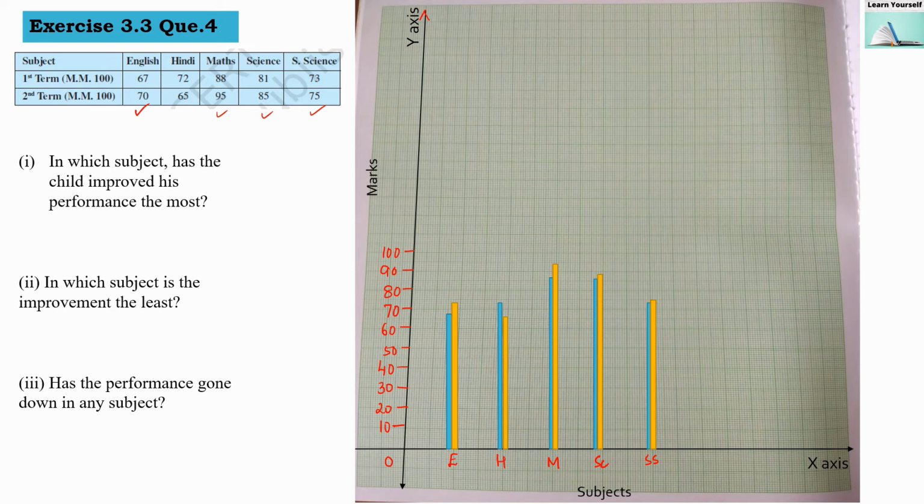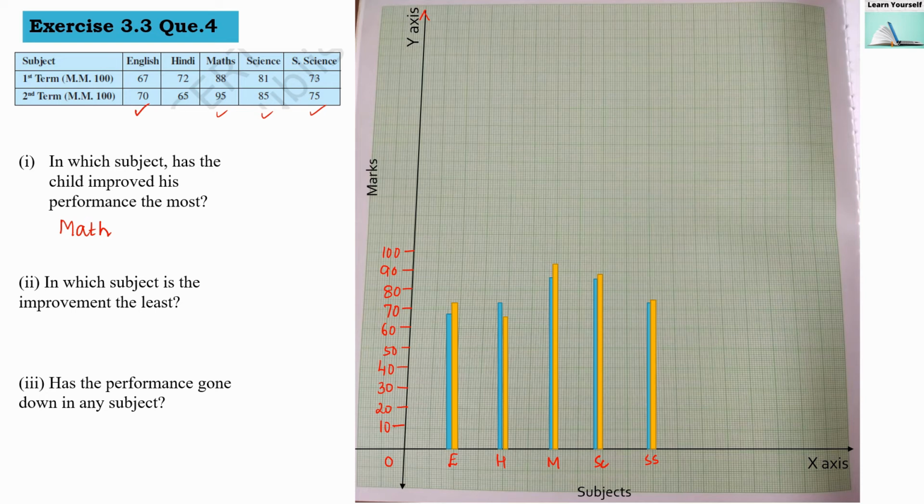Here 7 marks difference is there. In science 4 marks difference is there, and in social science 2 marks difference is there. So in math he has improved the most. So here I am going to write the subject, that is in math subject he has improved the most, that he got more marks in math compared to term 1.